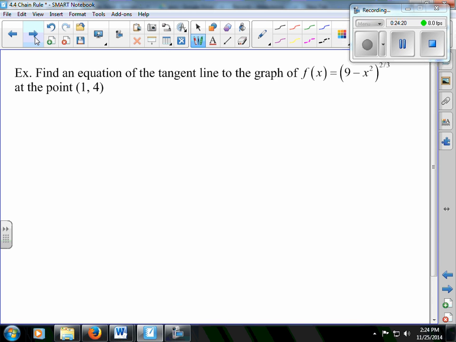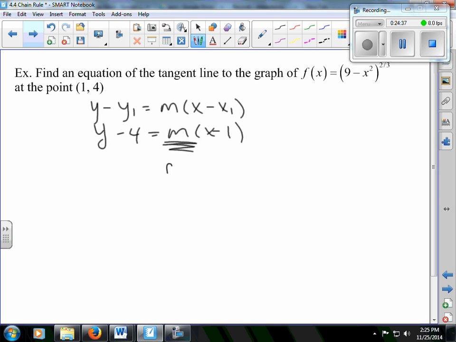Last question. Find the equation of the tangent line. And this is, of course, my favorite question. So y minus y1 equals m times x minus x1, y minus 4, m, x minus 1. I just have to worry about m. M will be f prime of 1.